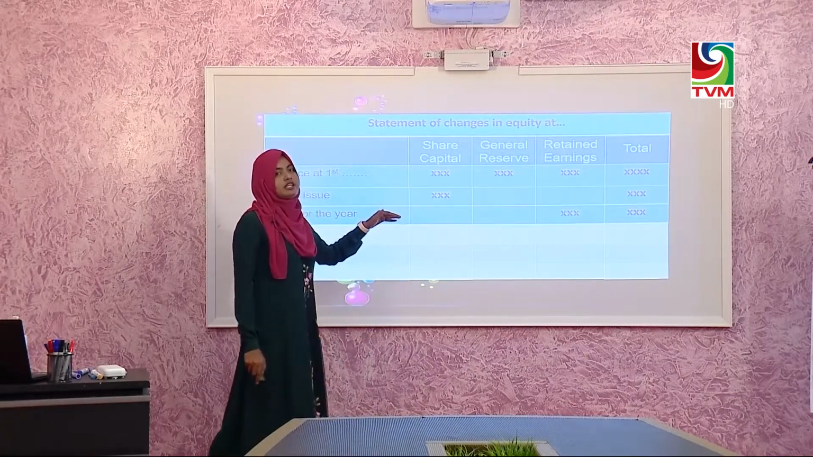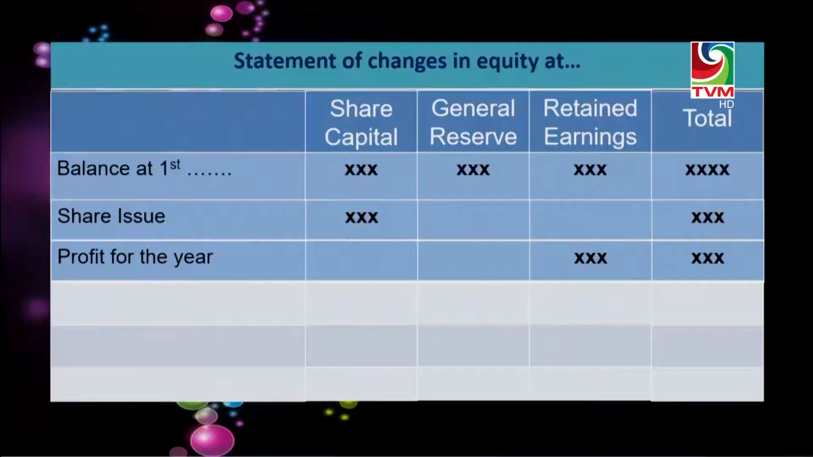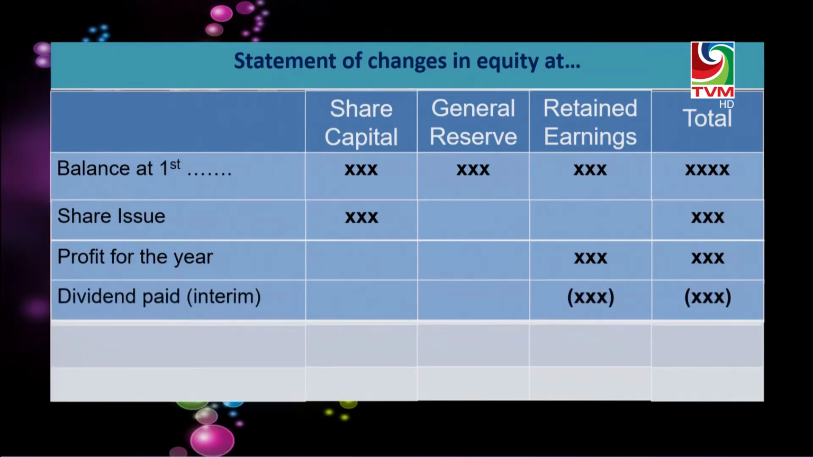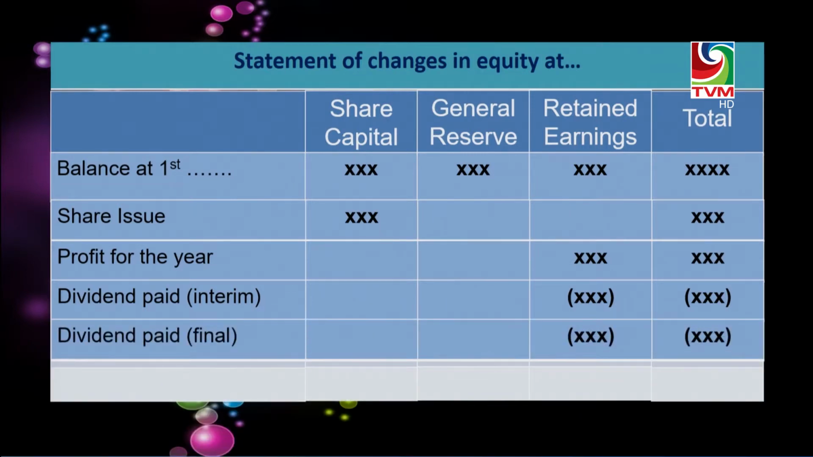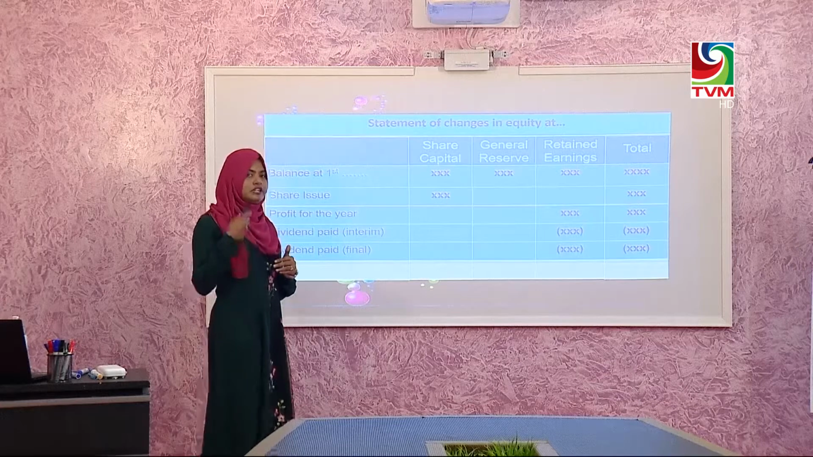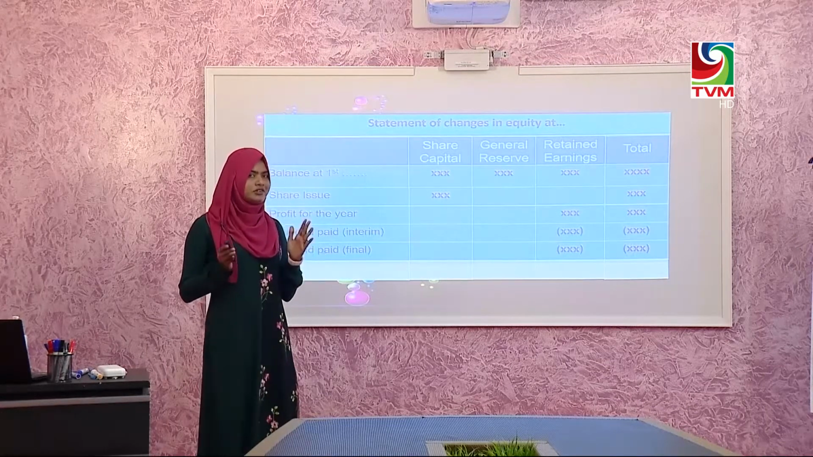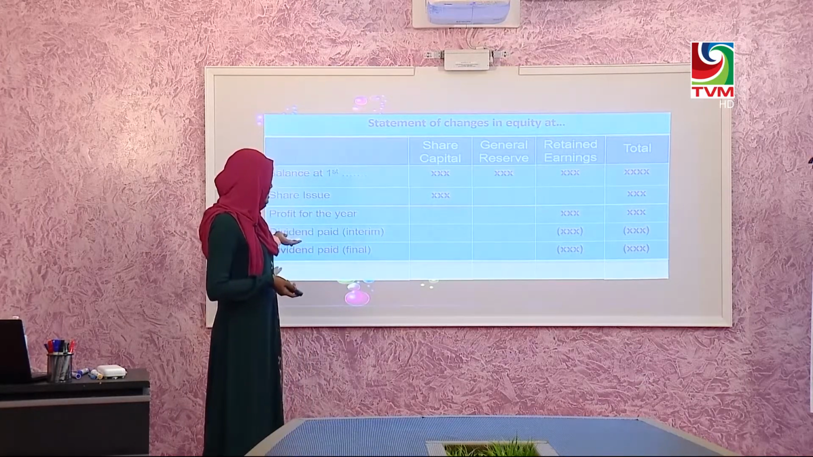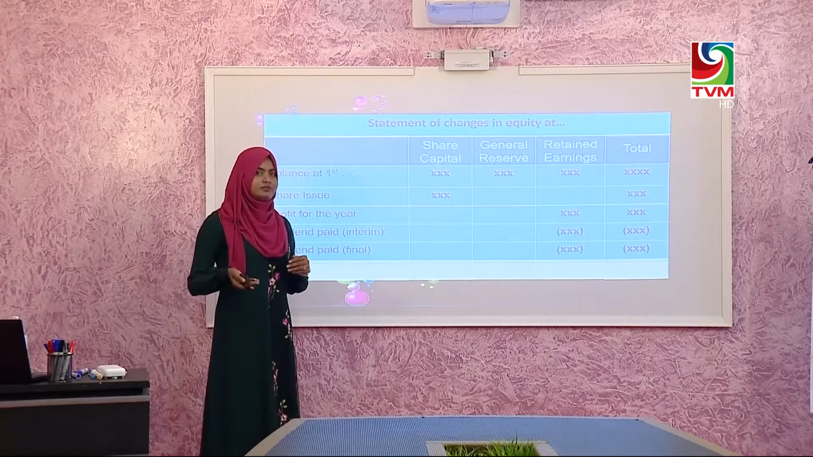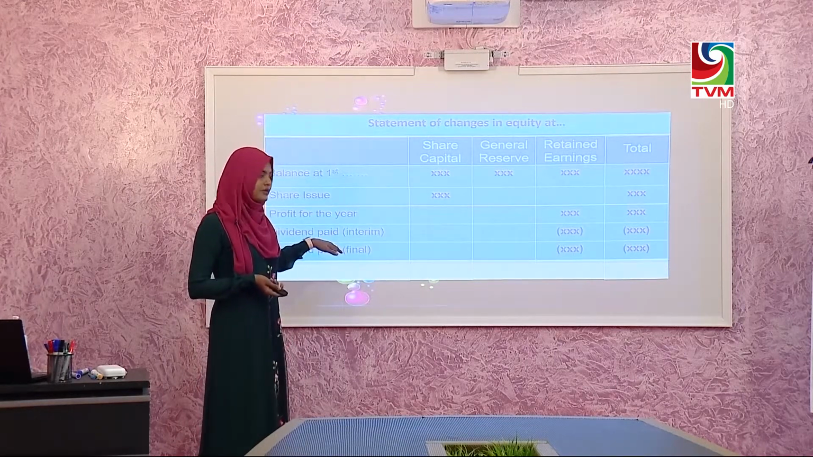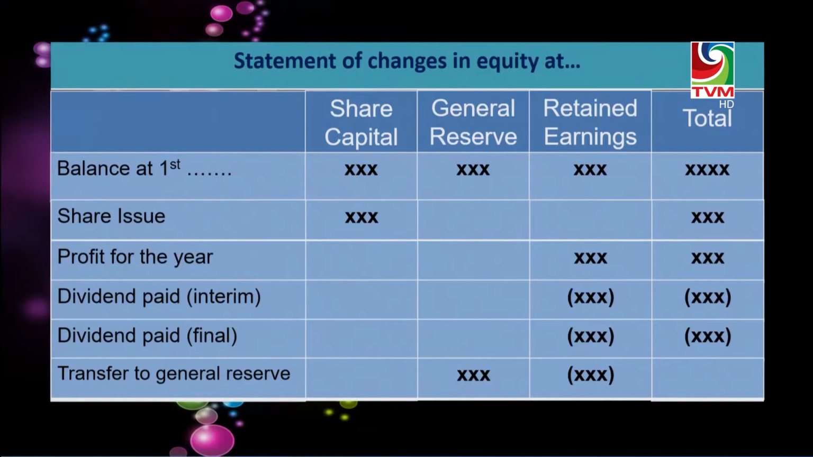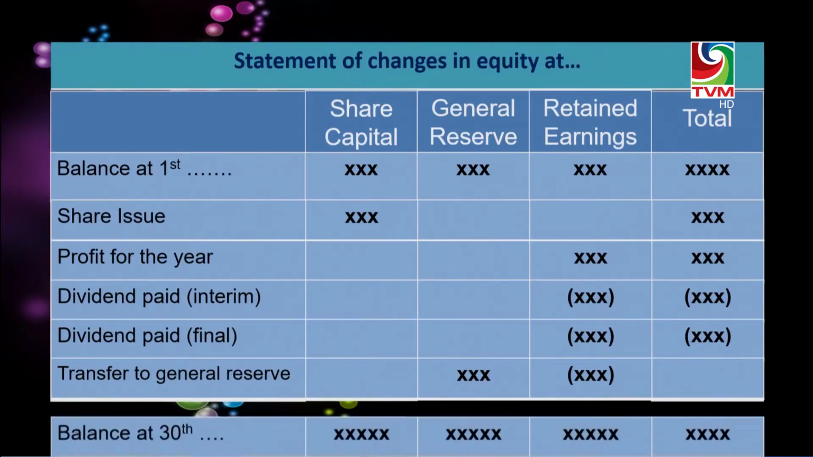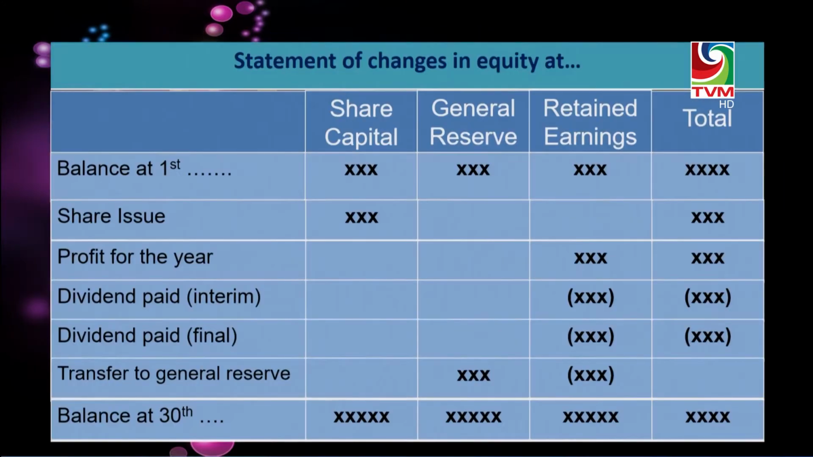It will be mentioned in most of the questions whether it is before the preference share dividend or after the preference share dividend. Then after that we record the two types of dividends, that is the interim dividend and the final dividend. Here also, if you are not given both dividends in the same question, you don't have to worry about it, you just take the dividend which is given in the question. In some questions they might just give you the interim dividend, and there might be no final dividend. Then at last we take the transfer to the general reserve and finally we make the total here.